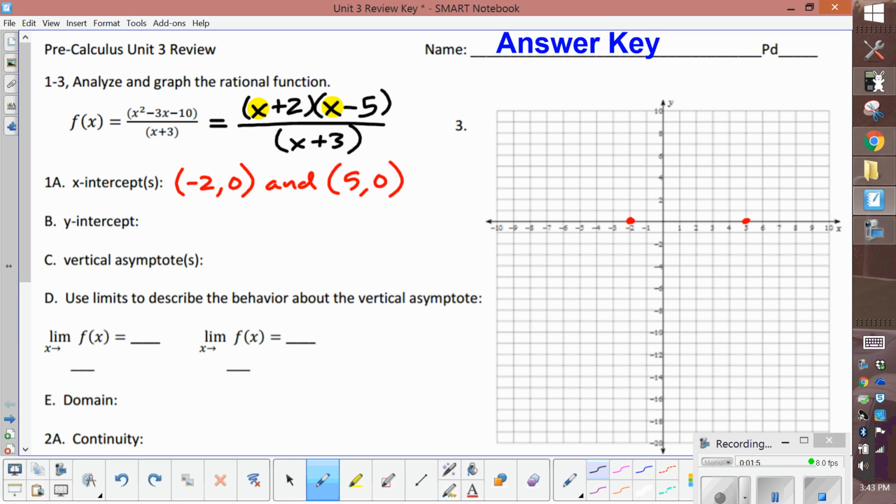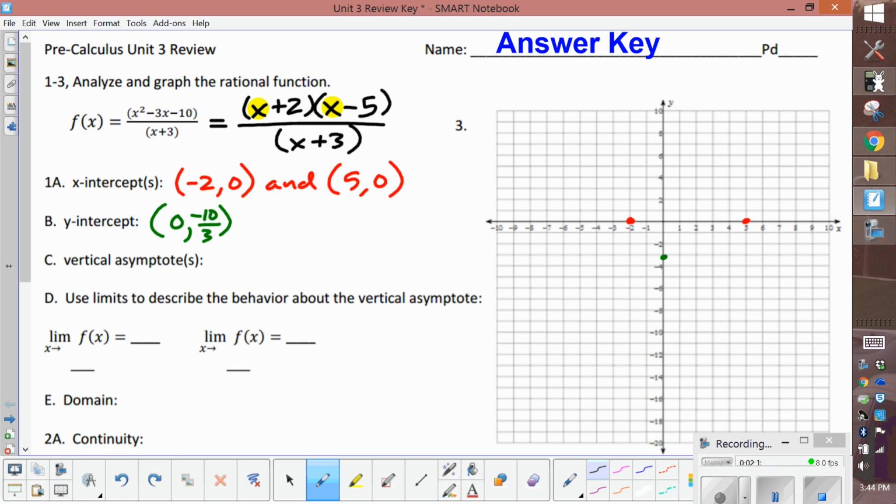The y-intercept is what y value would I get if I plugged in a 0 value for x. And I always like to look at the original. I plug in 0, 0, 0, and I would get negative 10 left over on the top and positive 3 on the bottom. I'll go ahead and plot this point. That's negative 3 and 1/3 roughly, so about right there.